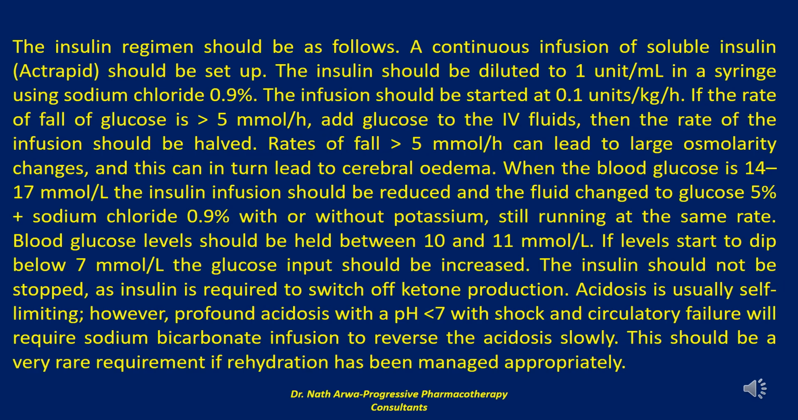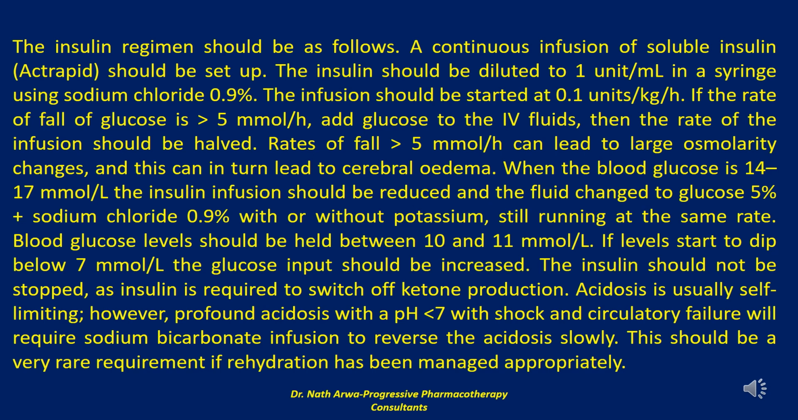The insulin regimen should be as follows. A continuous infusion of soluble insulin, Actrapid, should be set up. The insulin should be diluted to 1 unit per milliliter in a syringe using sodium chloride 0.9%. The infusion should be started at 0.1 units per kilogram per hour. If the rate of fall of glucose is greater than 5 millimoles per hour, add glucose to the IV fluids, then the rate of the infusion should be halved.